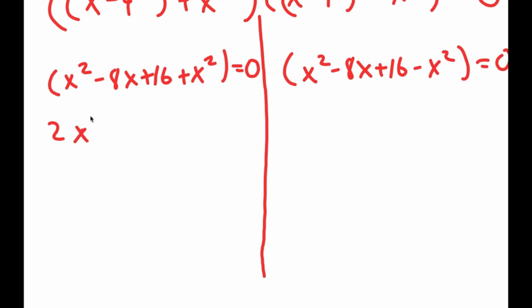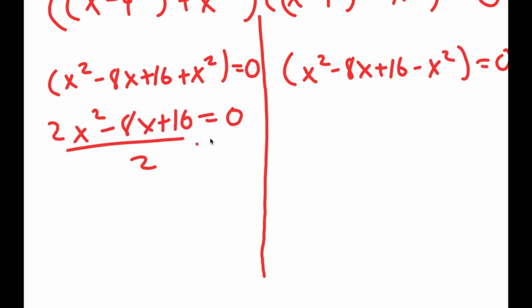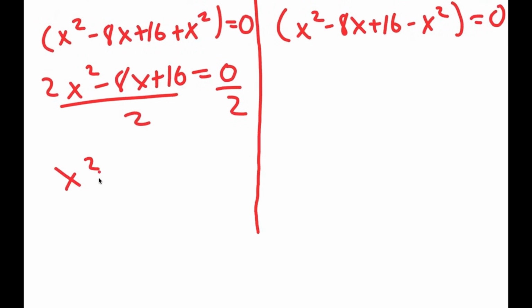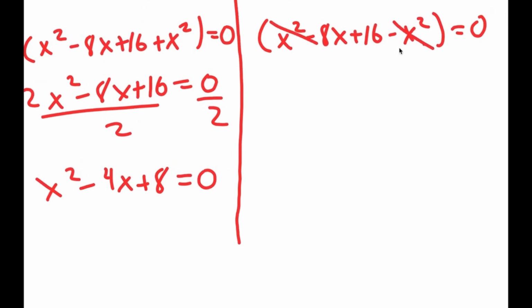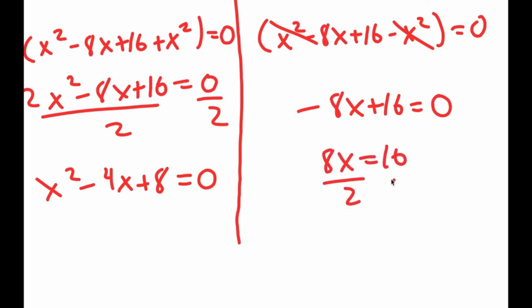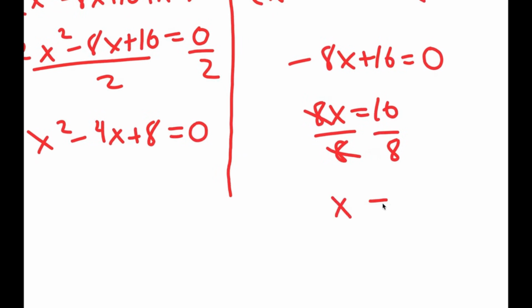So for my left-hand side, I get 2x squared minus 8x plus 16 is equal to 0. And if I divide both sides by 2, I get x squared minus 4x plus 8 is equal to 0. For my right-hand side, these two cancel out, and I get negative 8x plus 16 is equal to 0. So I'm going to first solve for my right-hand side. So I'm going to add 8x on both sides, so I get 8x is equal to 16. Now if I divide both sides by 8, these two cancel out, and I get x is equal to 2.